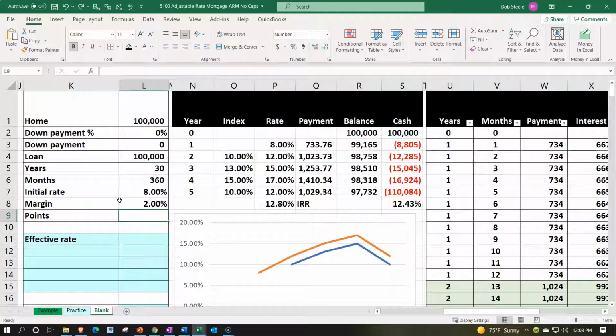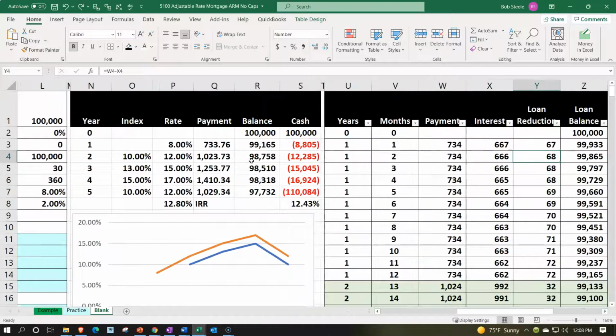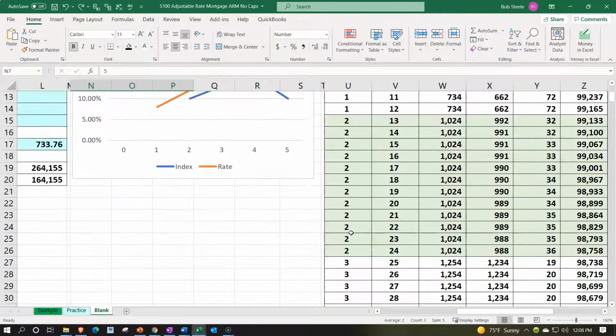Okay, so we got our information here. The same kind of stuff. We've got our balance on this side. Now we want to think about the internal rate of return calculation. Now I'm going to start doing that with the entire 30 years. Notice we made our amortization table 30 years, even though we stopped the index after 5 years. So it's a 30-year loan. We only projected out the index for 5 years.